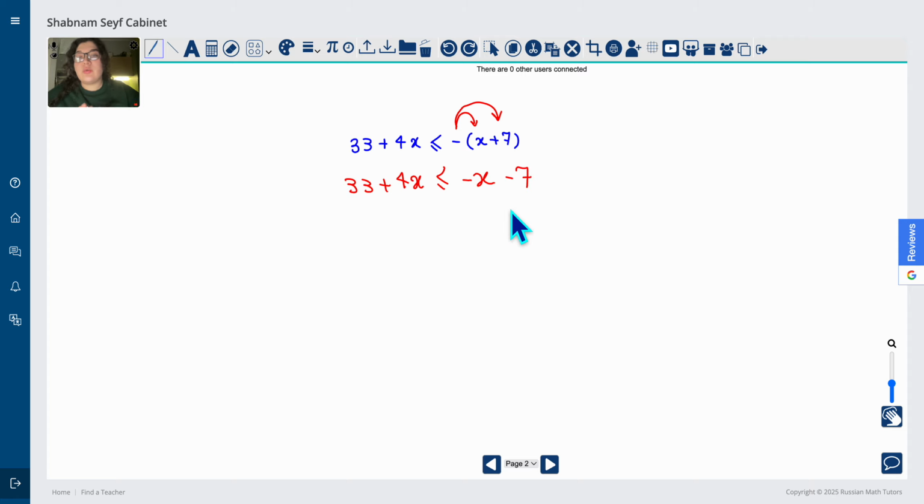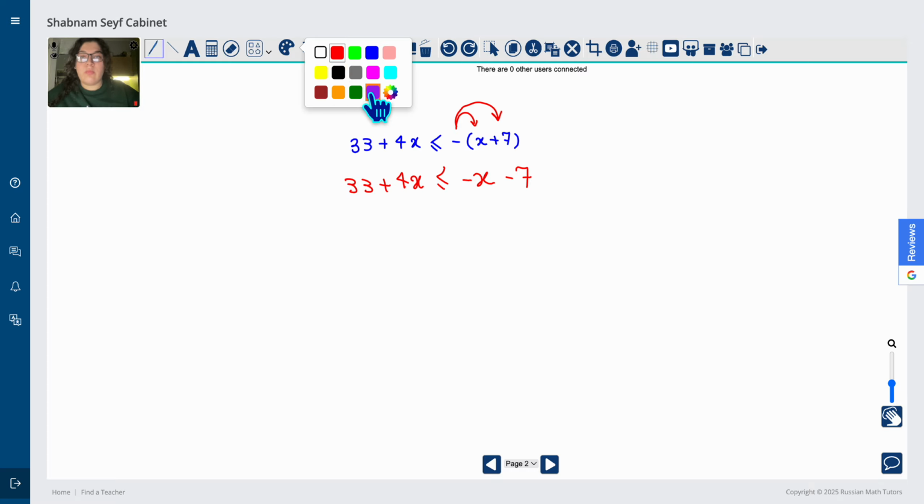From here, there are two different ways to solve this inequality. We can either move the 4x from the left-hand side to the right-hand side and proceed from there, or we can start with negative x and move it from the right-hand side to the left-hand side and then go from there. It does not matter which of these two options we choose. Either way, we're going to get the same final answer.